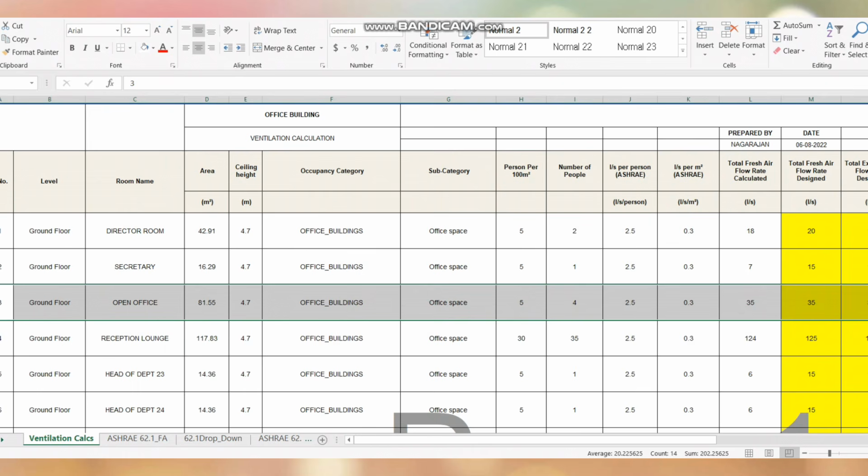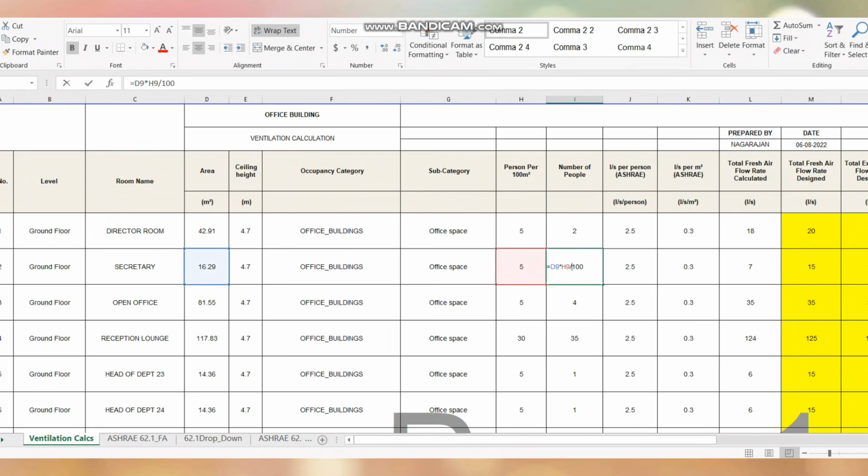Then there also I entered the 5 people. So the next one, the number of people I have to find out. Again, as I told you, there is an interpolation. So for 100 meters square, it is 5 people. So this is around 16.29.